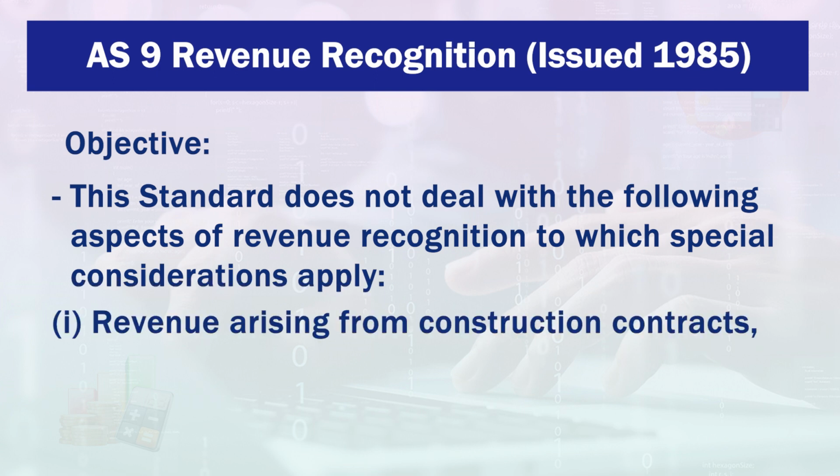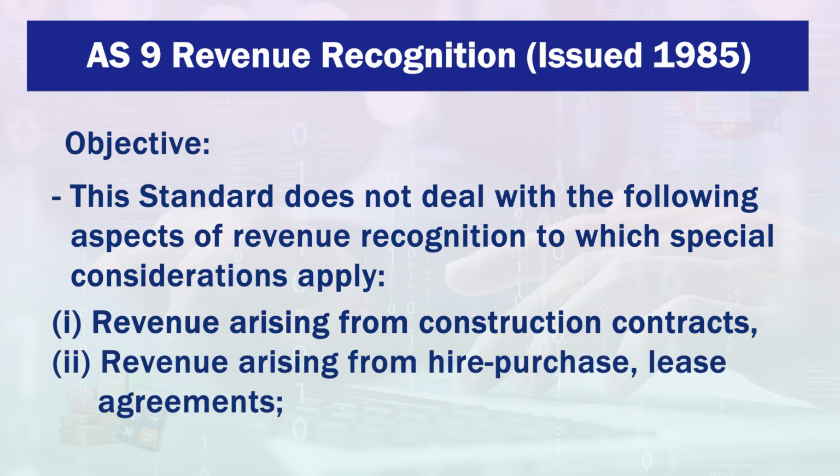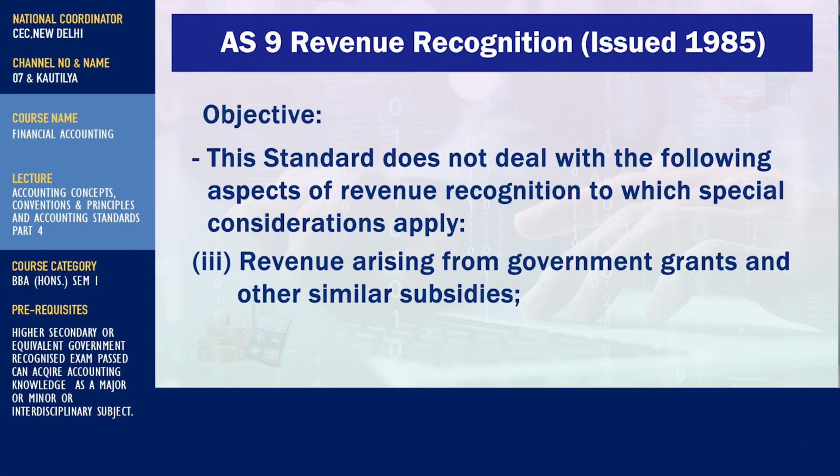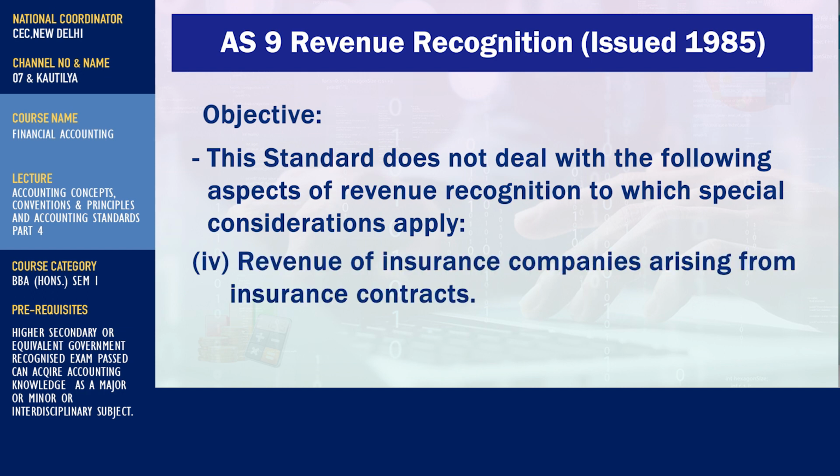Number 1, revenue arising from construction contracts. Number 2, revenue arising from hire purchase and lease agreements. Number 3, revenue arising from government grants and other similar subsidies. Number 4, revenue of insurance companies arising from insurance contracts.